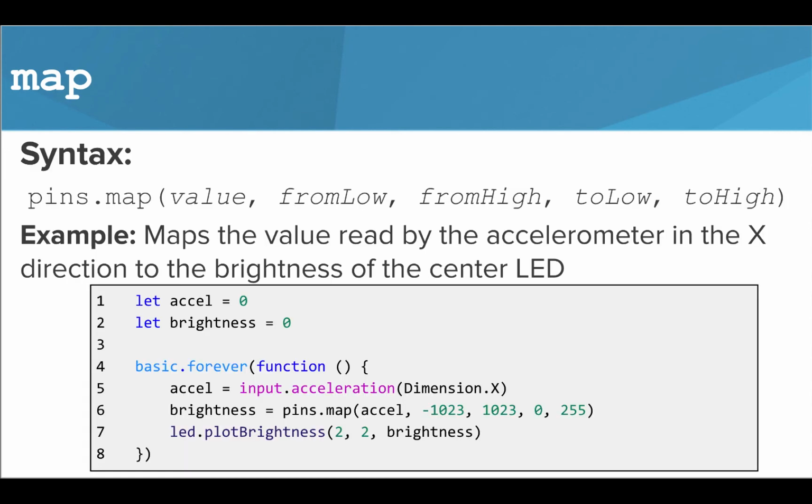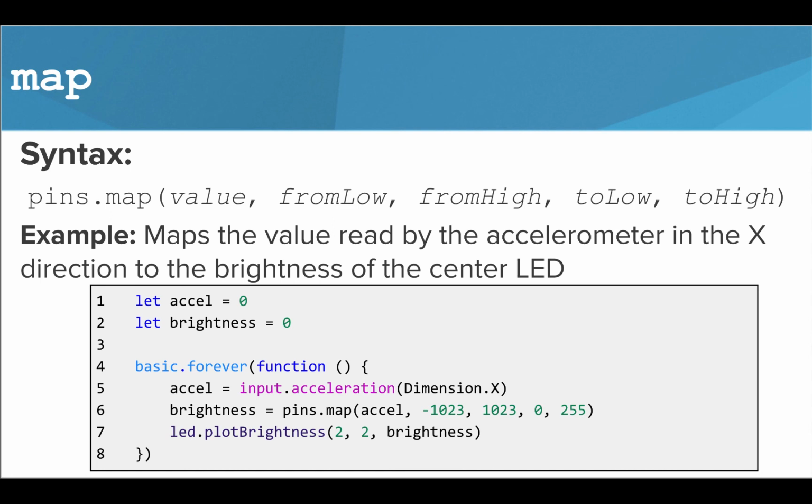The map function is helpful when using a value read by the sensor to set the value of another component when they don't produce or use values in the same range. For example, our accelerometer provides values from -1023 to 1023, and our LED brightness can be set to a value in the range of 0 to 255.